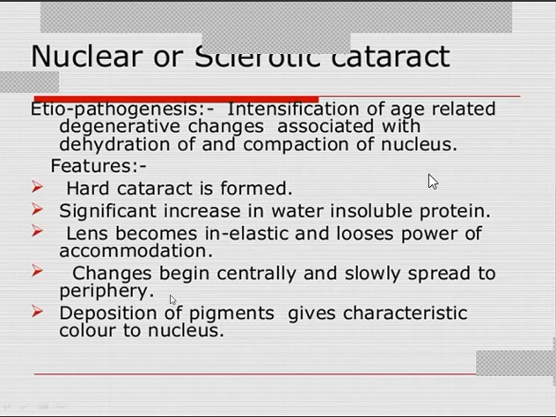Whereas in the cortical cataract, we have to see the periphery first. So we have to dilate the pupil. We have to see the lower nasal quadrant. First, I already told you, the lower nasal peripheral quadrant is where the opacification starts. But in the case of the nuclear cataract, the changes are seen centrally.